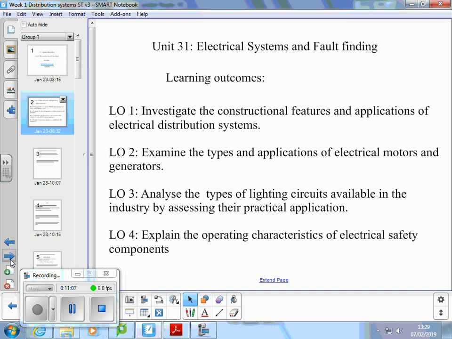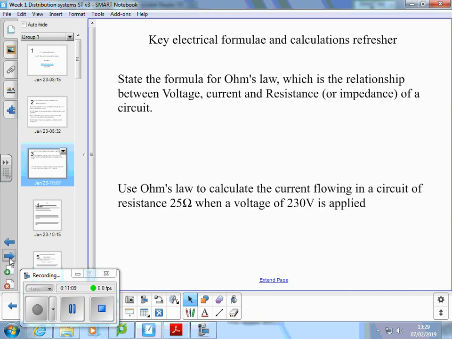So we're going to start off, we looked at the learning outcomes, so I won't dwell on them. I'm going to start off having a look at some basic electrical formulae, a refresher. Now, if all of you have done some kind of basic electrical qualification, you'll have all covered what I'm talking about here. If you haven't, then you won't.